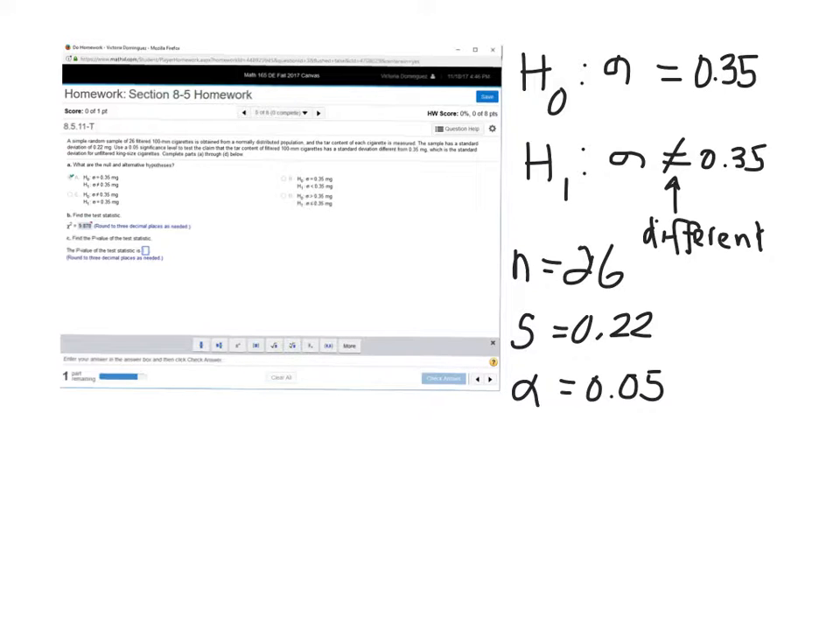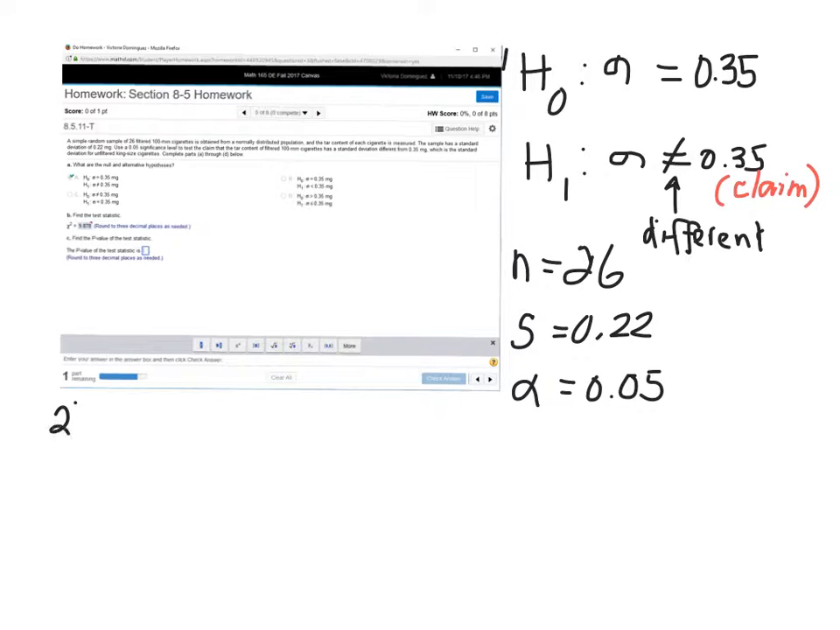Finally, let me change my pen color. It says we are testing the claim that the tar content is different from 0.35, which means that our alternative hypothesis is the claim. And let me bring back my black pen. Okay, so that's step 1.